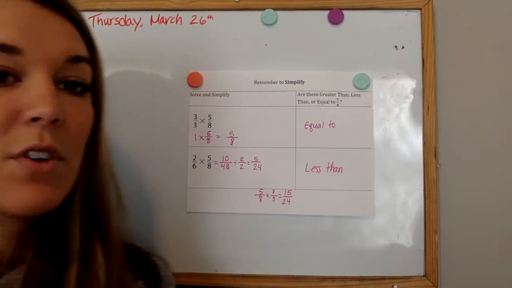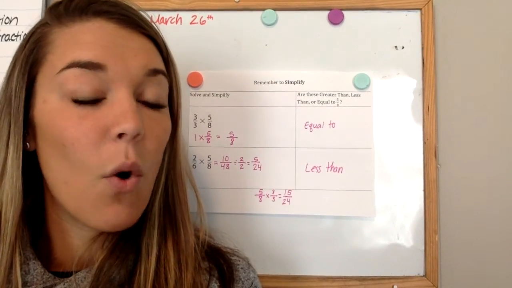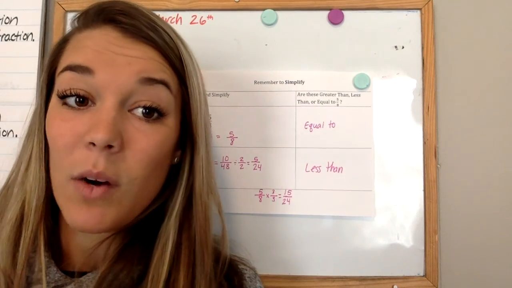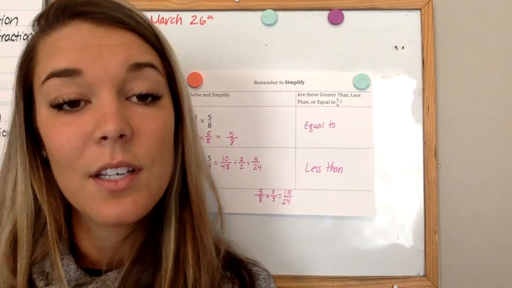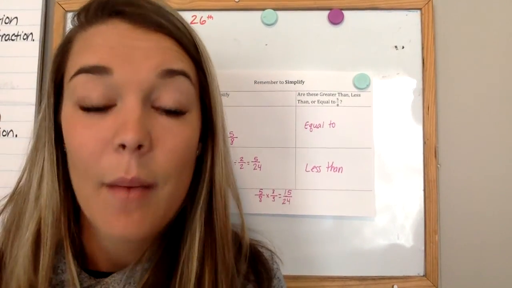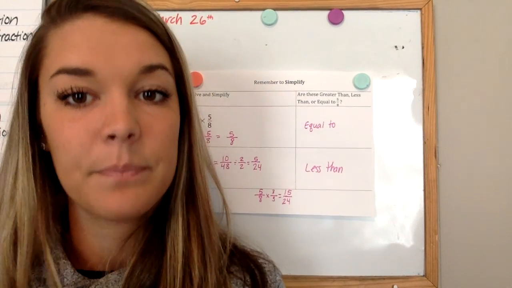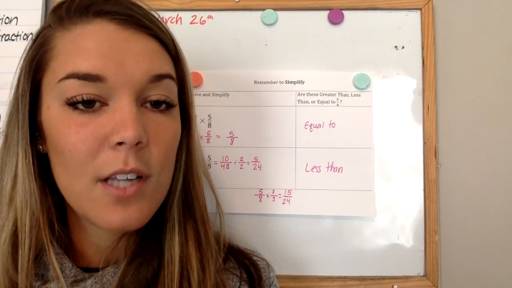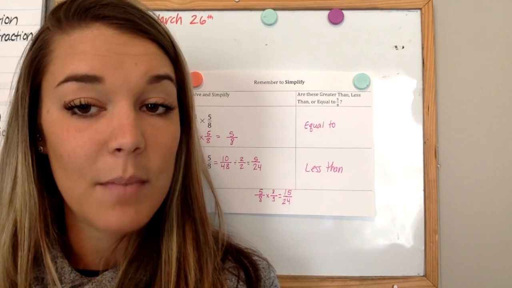Okay? Remember, when you're doing a problem like this on your comprehension check, you're going to need to do some work with getting a common denominator, because you can't compare fractions that don't have a common denominator. And you know how to find a common denominator, so please do the extra work. Don't just guess, okay?